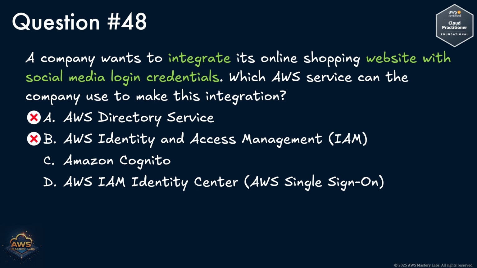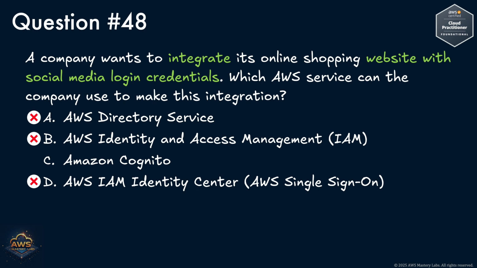Option B, AWS Identity and Access Management, IAM. IAM is used to manage access and permissions for AWS resources. It controls access for AWS services and accounts, but does not offer out-of-the-box support for authenticating users via social media providers. IAM is powerful for internal AWS management, but unsuitable for external user login integration in web apps. Incorrect, because IAM handles AWS user access, not federated app logins with social media.